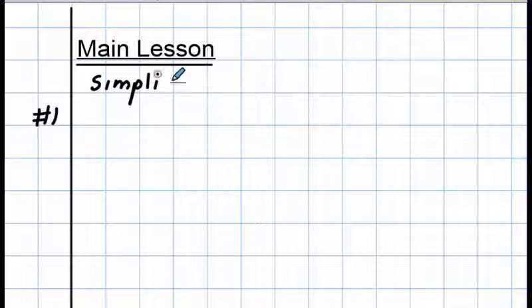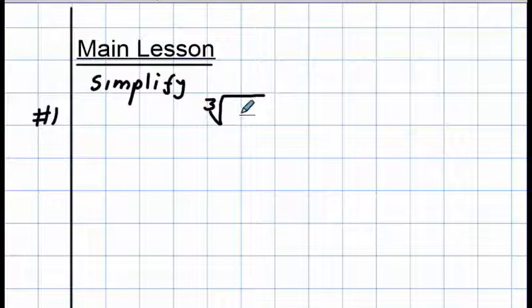Very difficult simplifications where they throw everything at you. Here, I show you what I mean. Example 1. Simplify the third root of 11 times 11 squared.